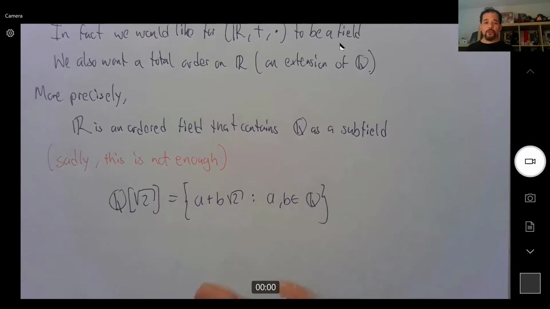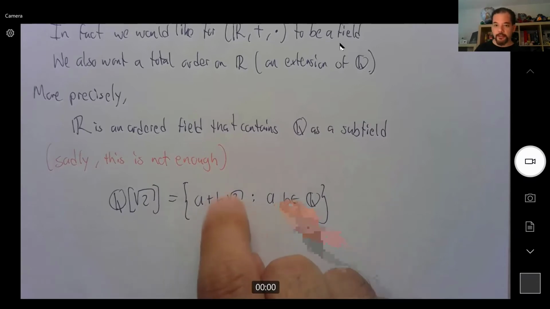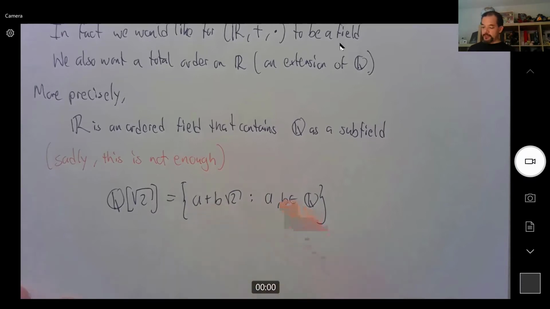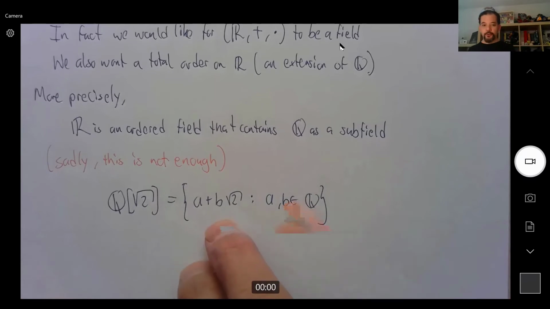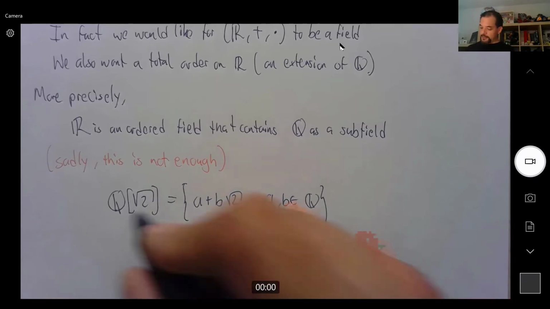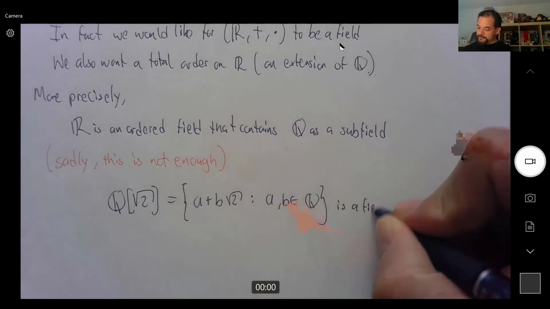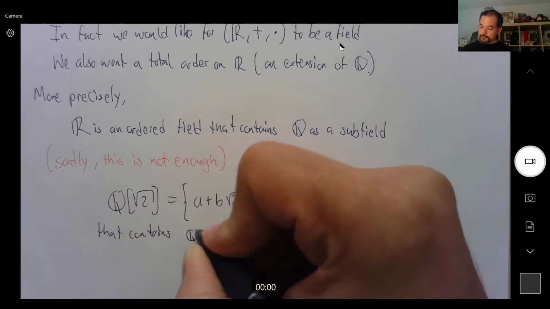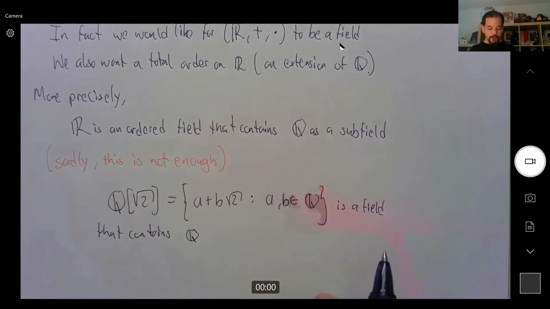And I'm not going to do it right now because this is not 360, but you can check that when you multiply two numbers like this, you get another number that looks like this. And when you add two numbers like this, you get another number that looks like this. So it is indeed a field. And you can find the multiplicative inverse of every one of these numbers, and it's going to look like one of these, etc. Right? So take my word for now, if you've never done it before. It's not hard, actually. It's actually quite easy. That this guy is a field that contains Q. And it's obviously ordered as well. You can compare any two numbers.